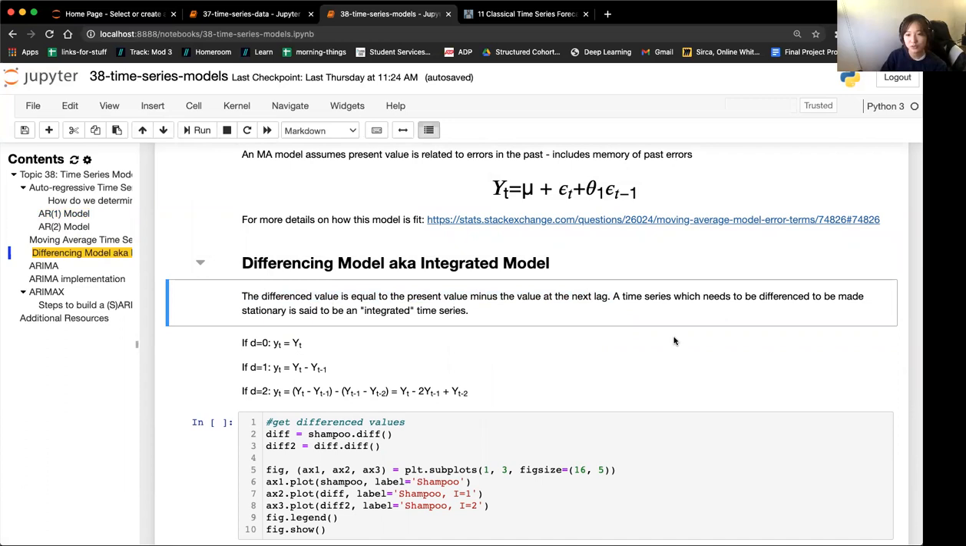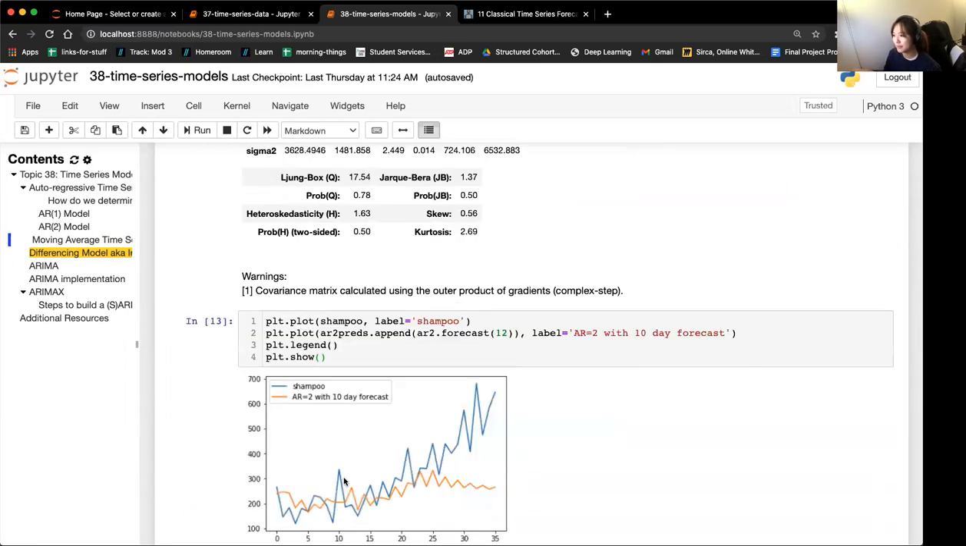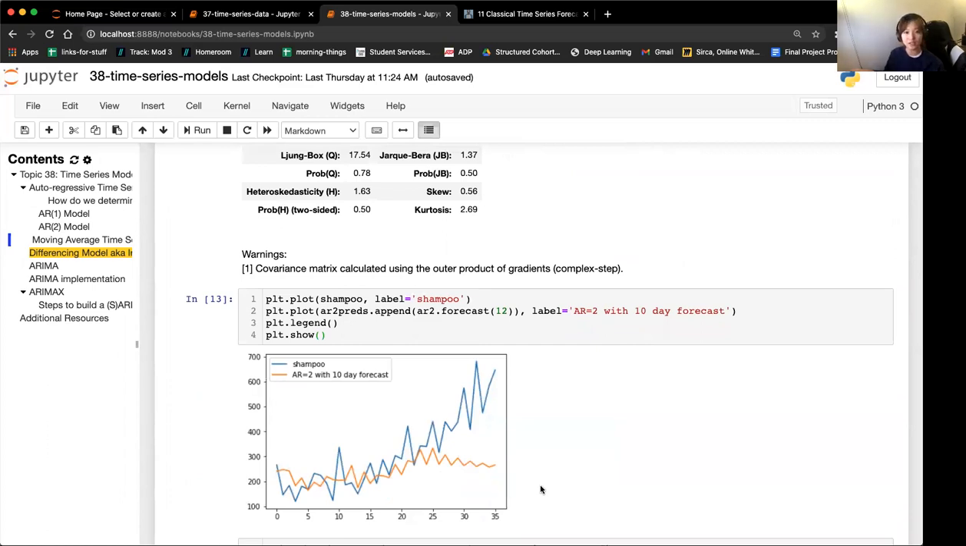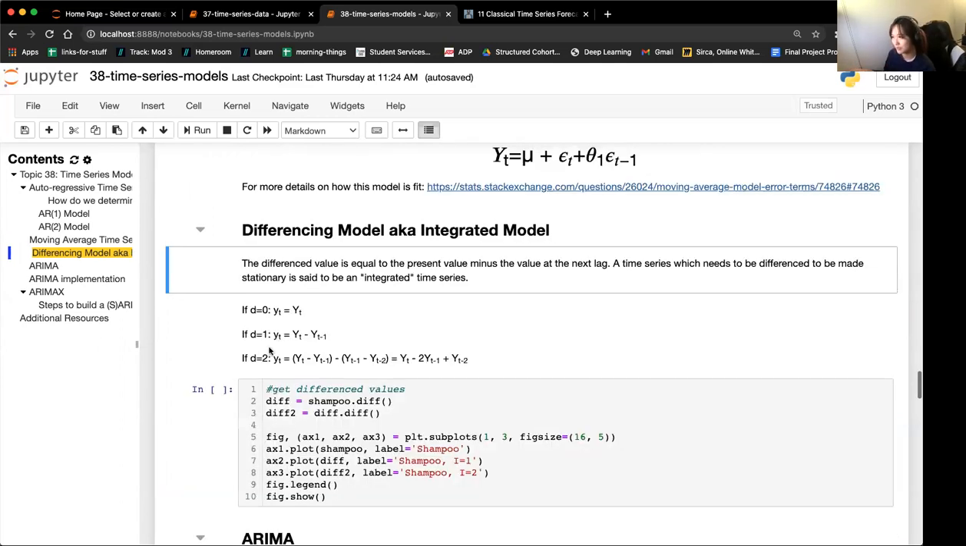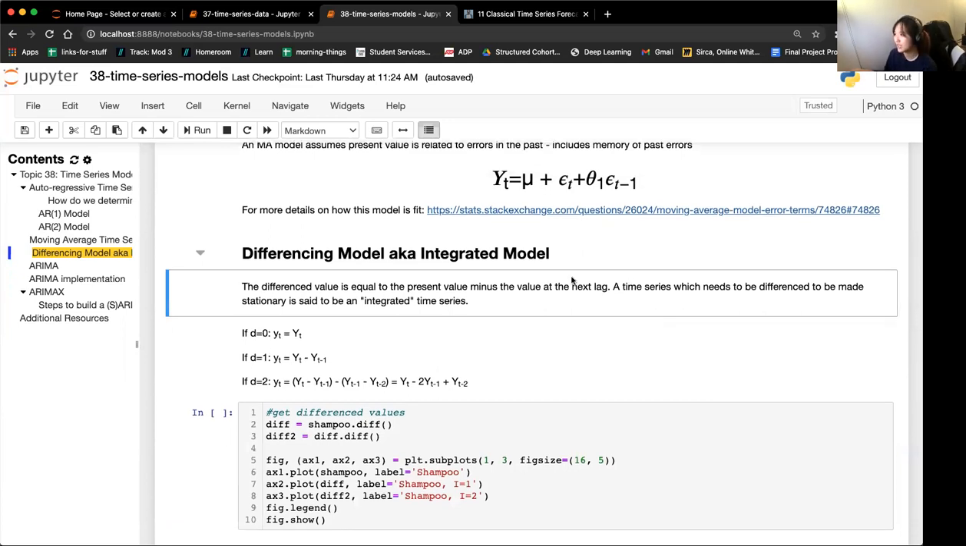What differencing helps you to do is to flatten your data such that moving average terms and autoregressive terms will work better. Because you see here where autoregressive terms failed was in addressing that big increase in your data. If you had differenced your data, this would make it easier. And we'll go through an example in a little bit as well. So yep, a time series that needs to be differenced to be made stationary is said to be an integrated time series. And that's where the I comes from in ARIMA.